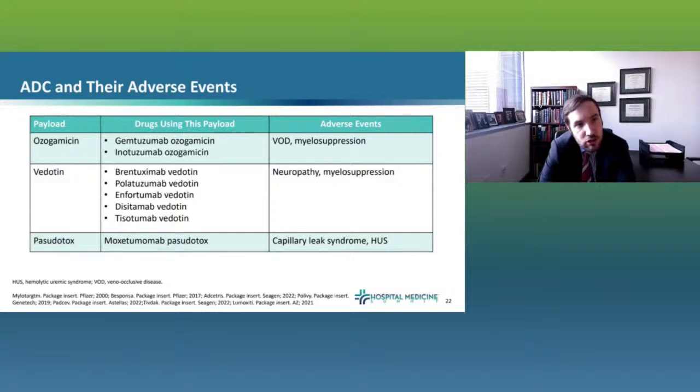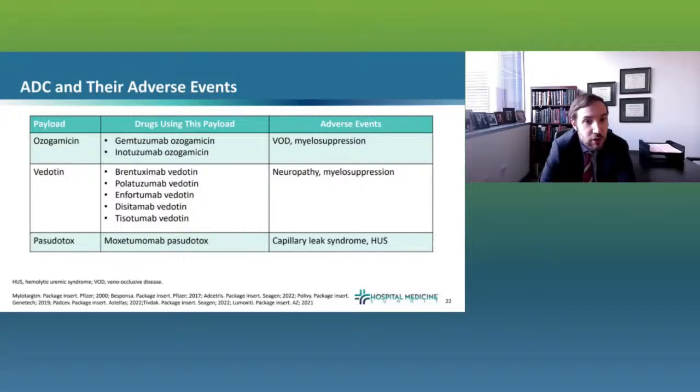And now going on to the antibody drug conjugates and the bad things they can cause. Well, the bad things they can cause are all related to the payload, to the chemo that is attached to the antibody. There are some specific side effect profiles that we watch out for.